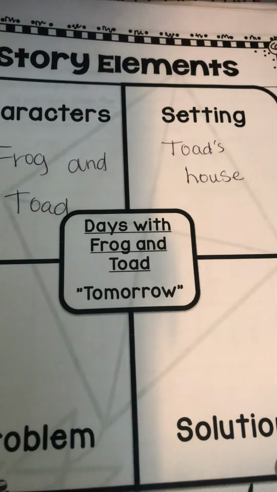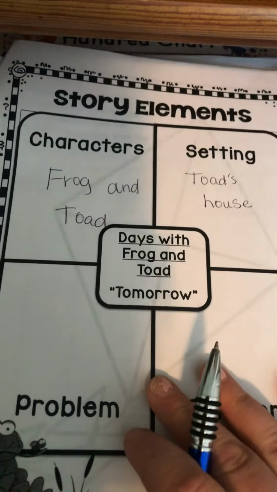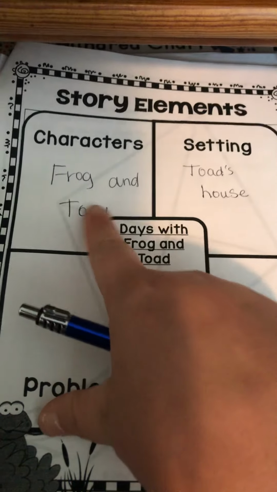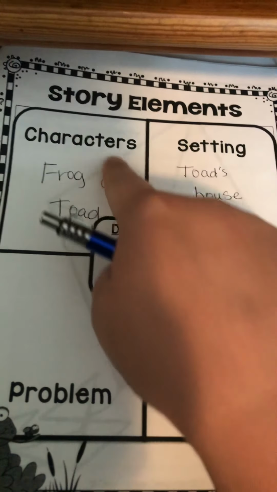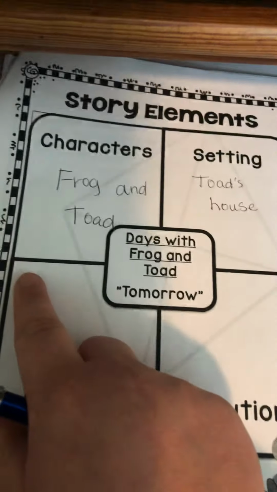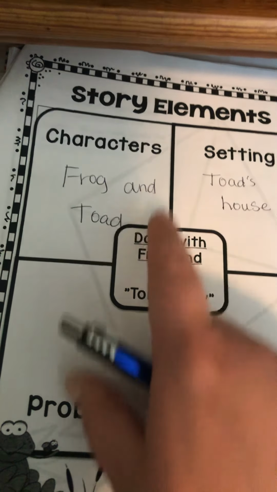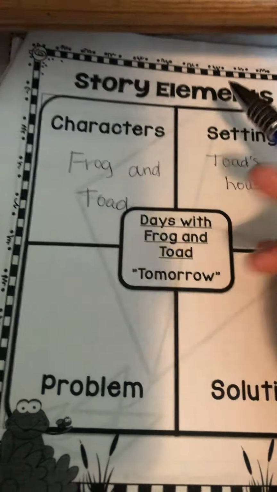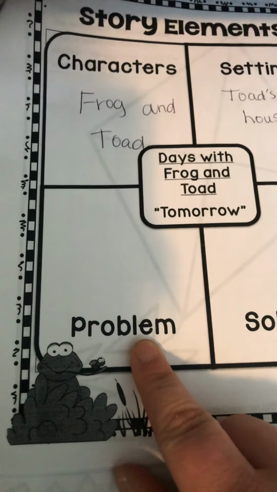Okay. We don't have to do complete sentences because we're just filling in, giving the information. Now, if we were writing in sentences on a paper, we would have to use this information to turn it into a complete sentence. So, for example, if I were to turn this information into a complete sentence, I would say, the characters in Days with Frog and Toad are Frog and Toad, period. All right. So, what's the problem in this chapter? What's the problem that we're coming across?